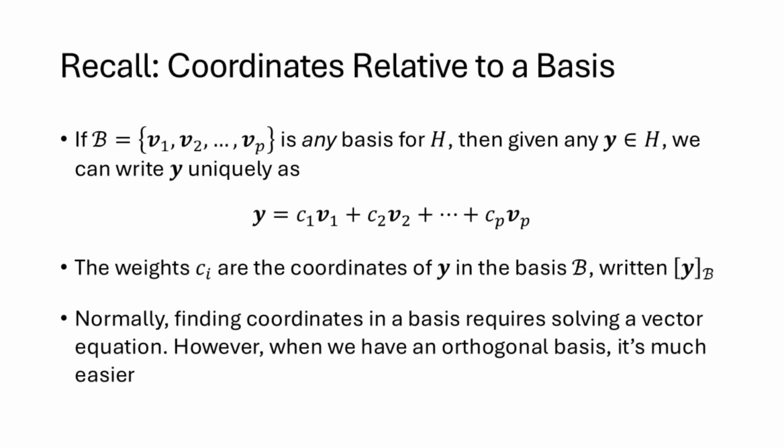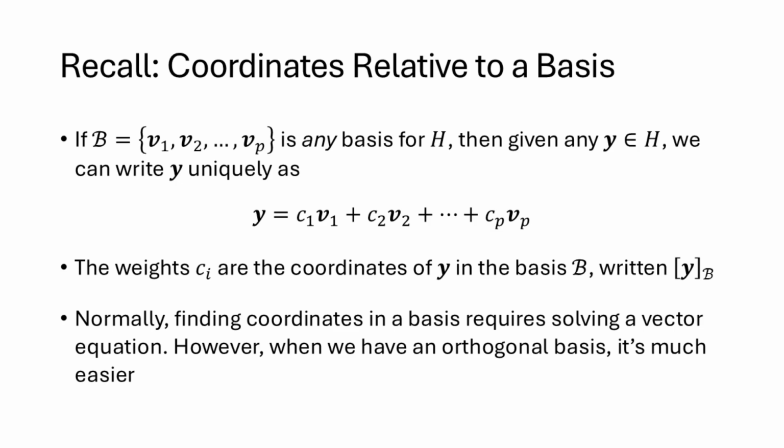In lecture 31, we learned about the coordinates of a vector relative to a basis. So if we have a basis script B containing the vectors v1 through vp, and if that's a basis for a subspace H, then given any vector y in H, we can write y uniquely as a linear combination of the v's, and the weights in that linear combination form what we call the coordinates of that vector y. And the notation we use for this is brackets of y subscript B. So that just represents the coordinate vector of y.